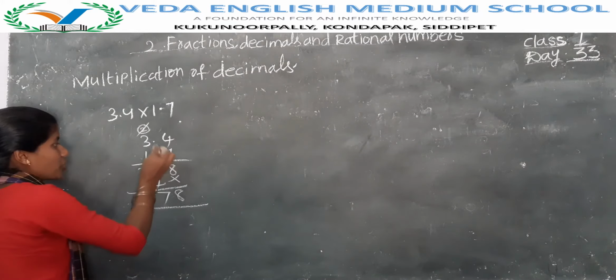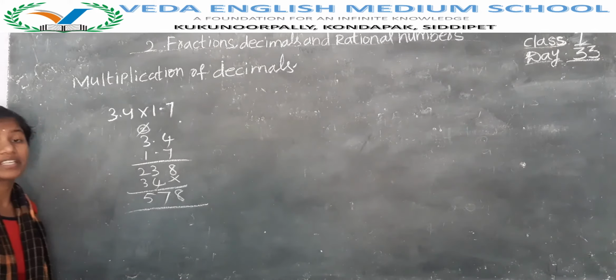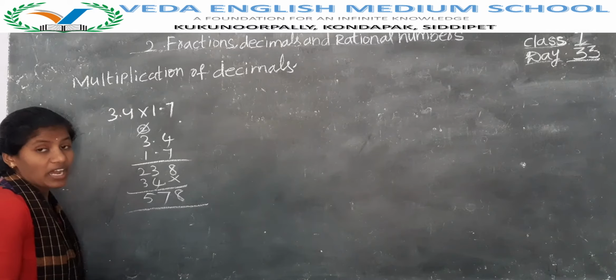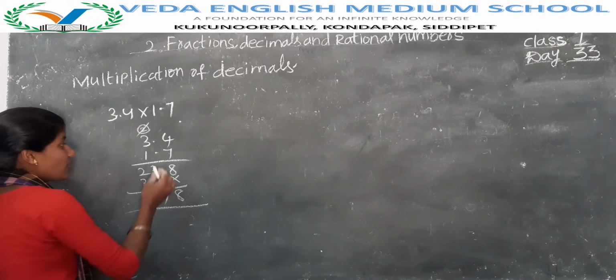Then in the question you have a decimal point. Then in the answer, where will you get the decimal point? Now you have to count the digits. After the decimal point, you have to count how many digits are there.